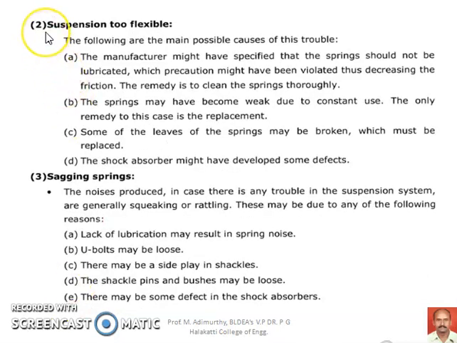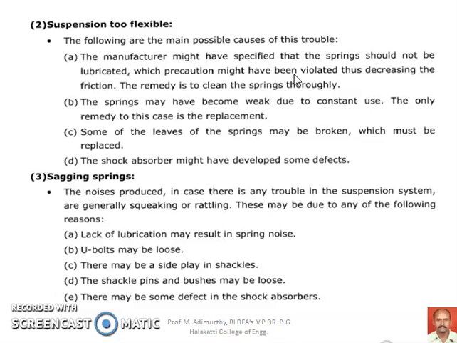The second important problem we can identify with the suspension system is that it is too flexible. Means over damping may happen or less damping may happen with the suspension system. And what are the reasons for the suspension system being too flexible? Here, the specification of the springs that are used with this system, if they are not matching with the manufacturer's specification and if proper lubrication is not provided, there may be chances for a flexible suspension system. The remedy is to clean the springs thoroughly and properly lubricate.